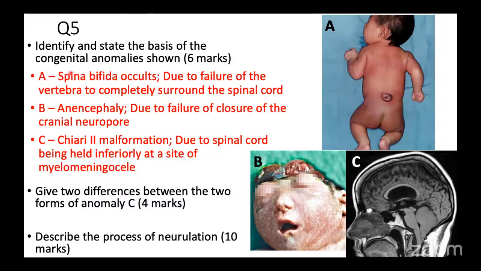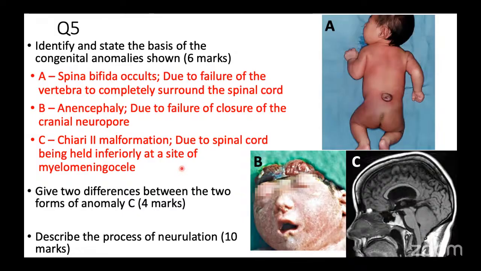So this actual answer is actually wrong. It's supposed to be meningocele or myelomeningocele, depending on which one it is. But the reason is the same: you have failure of the vertebra to completely surround the spinal cord. The difference is that you'll have cystic dilatation, which leads to either the meninges alone with CSF, or meninges, CSF, and a bit of the spinal cord that herniates out of the vertebral column.